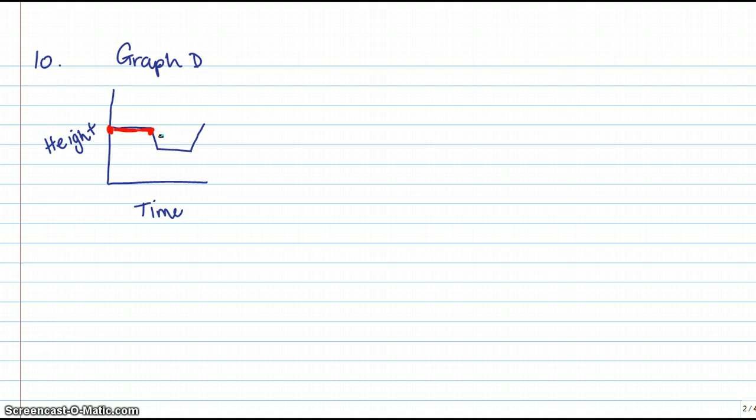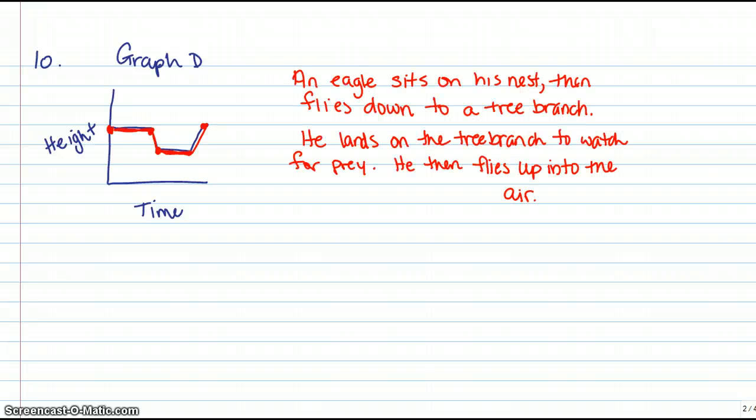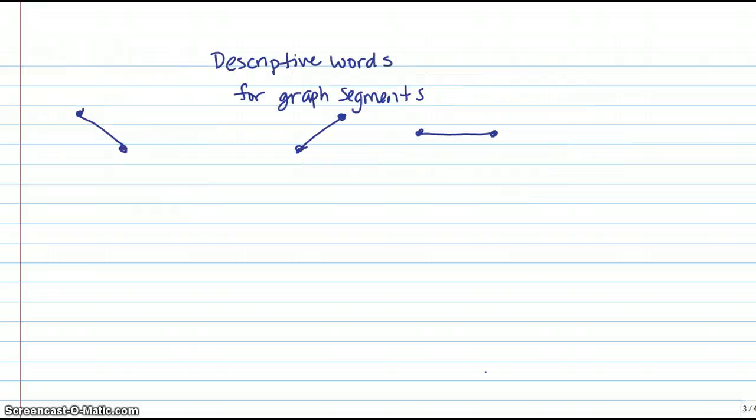So the eagle would sit there, and then it looks like he flies down and perches somewhere else. So maybe this time he perches in the tree. And then it goes back up, so maybe he flies away. So let's write that situation. Alright, so my situation is an eagle sits on his nest, then flies down to a tree branch. He lands on the tree branch to watch for prey, and then he flies up into the air. Not super creative, but it matches the graph.